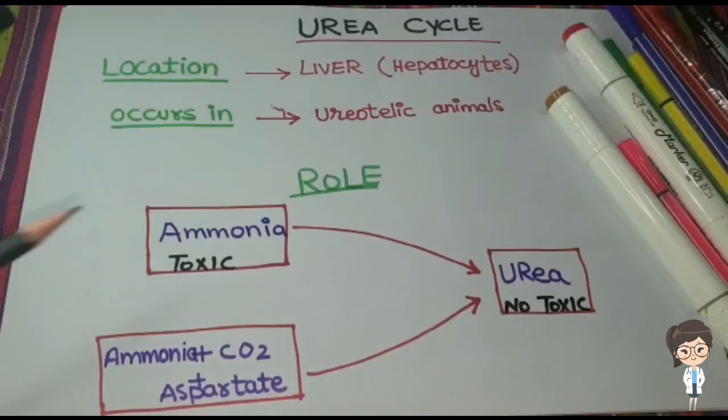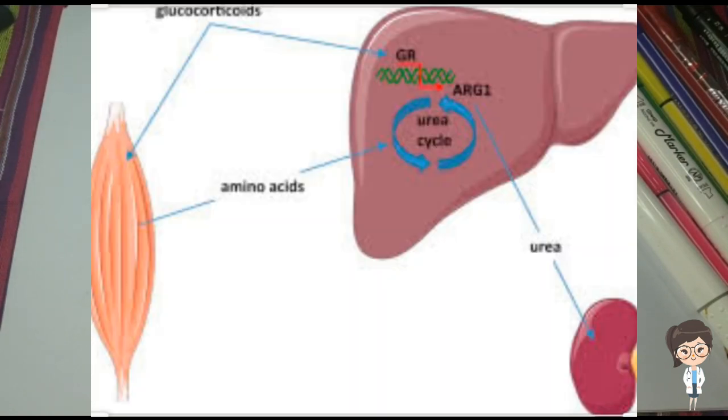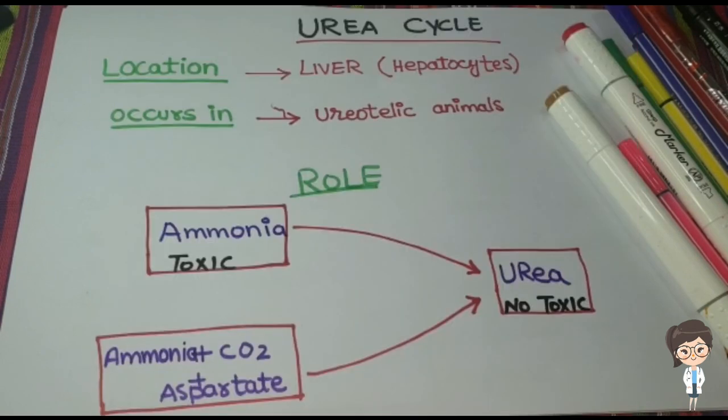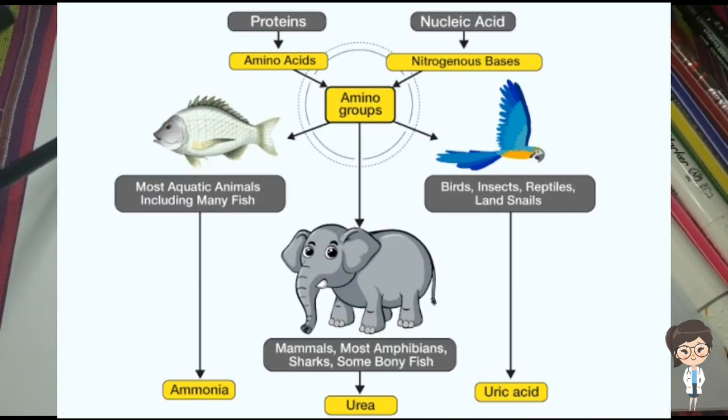So, what is the location of the urea cycle? It happens in liver cells called hepatocytes, and the kidney plays the final part for transportation and elimination. These animals are called ureotelic animals.